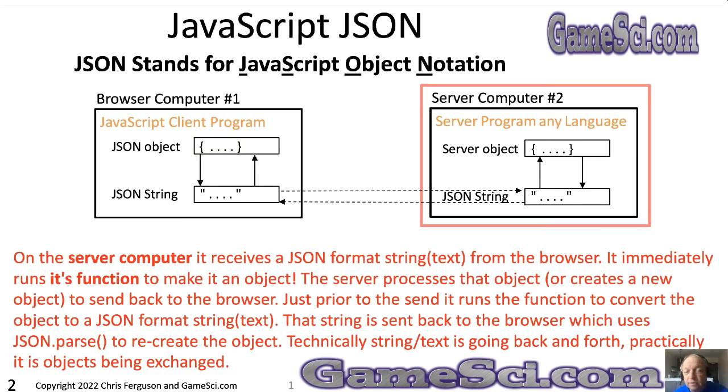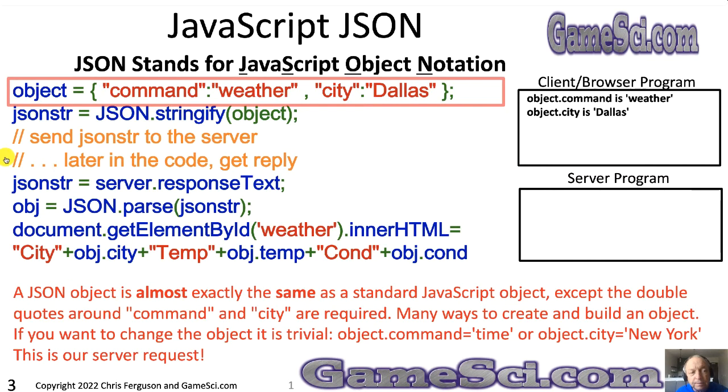It's a good time now to point out that JSON is language independent. Over on the server side, if you're running PHP, you'd create a PHP object. If you're running Python, you'd create a Python object. If you're running Java, you'd create a Java object. Let's look at some code that does this.